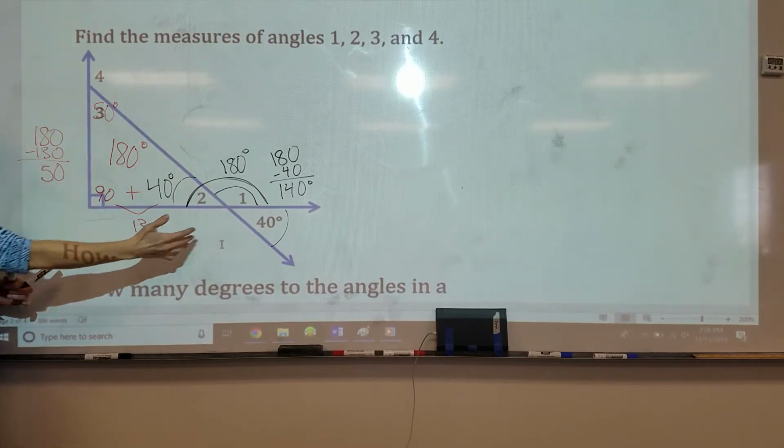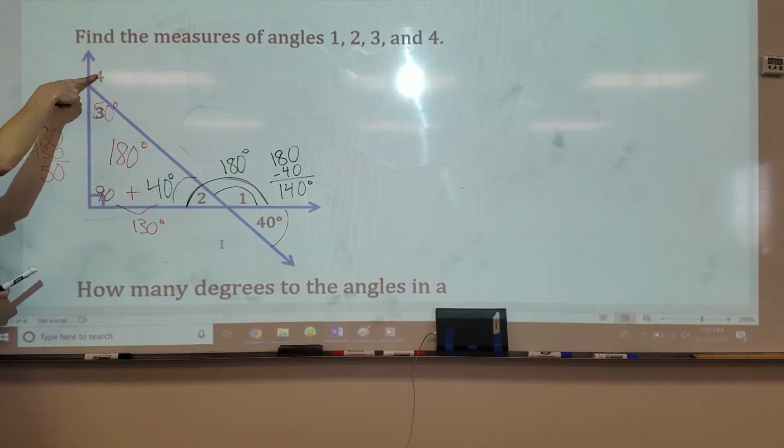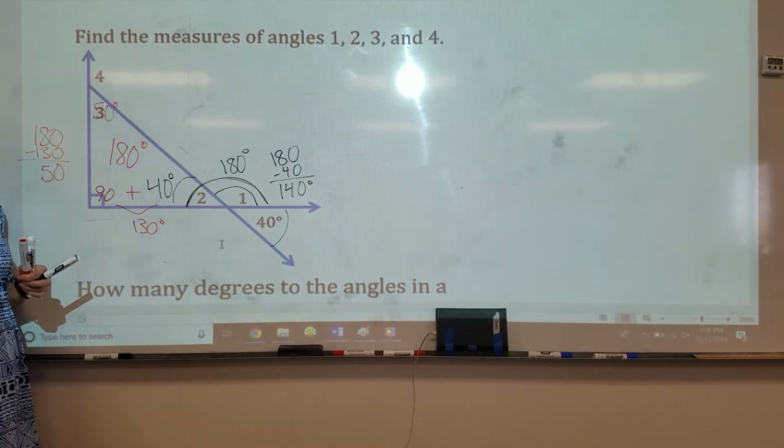Okay. Look at this. I'm rippling my way upward. My last unknown angle is angle 4. How could I figure out angle 4?